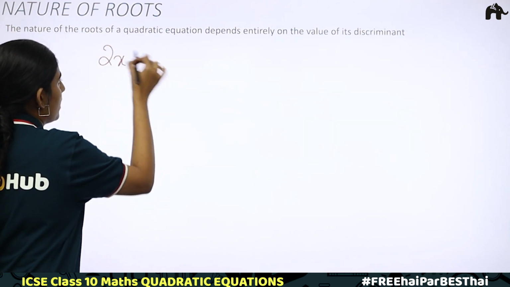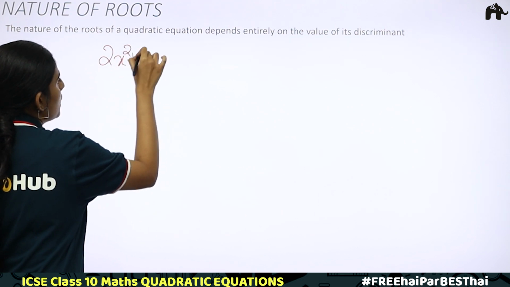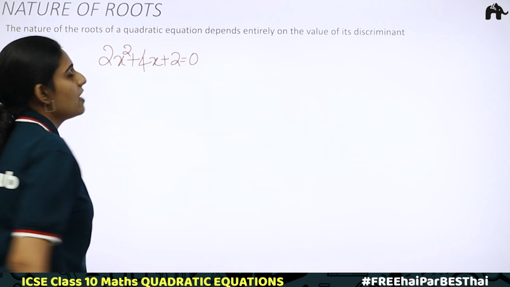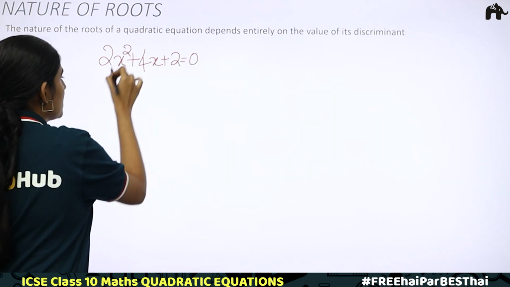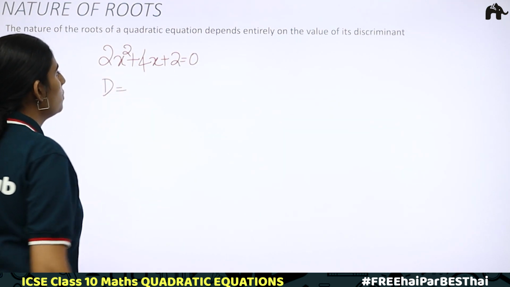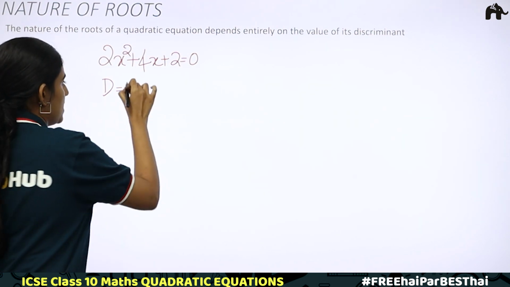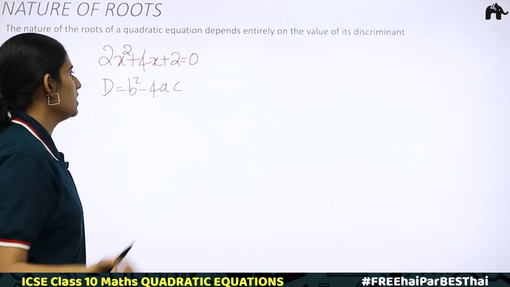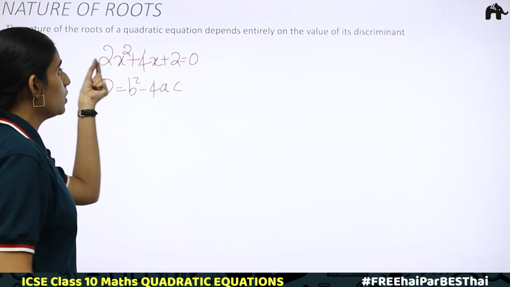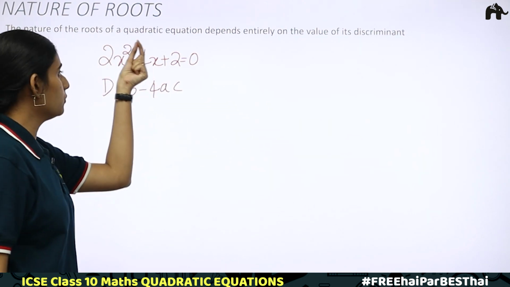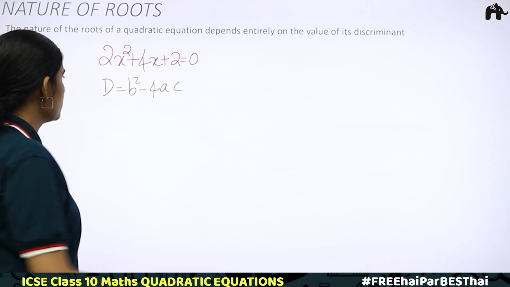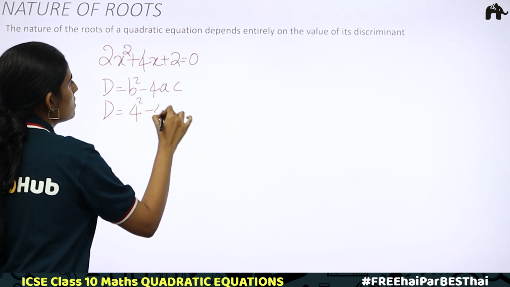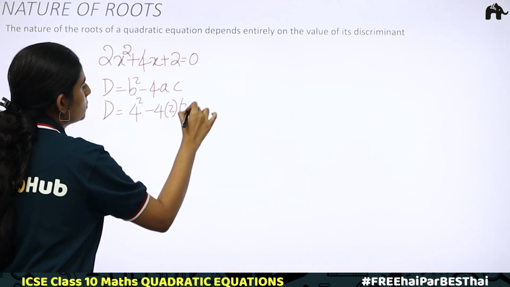Here I am giving you a quadratic equation. 2x square plus 4x plus 2 is equal to 0. Find the discriminant. What is discriminant here? D is equal to b square minus 4ac. Substitute the values. Here a is equal to 2, b is equal to 4 and c is equal to 2. D is equal to 4 square minus 4 into 2 into 2.